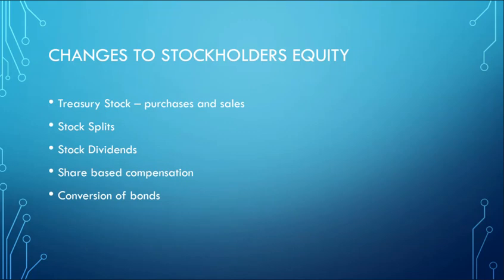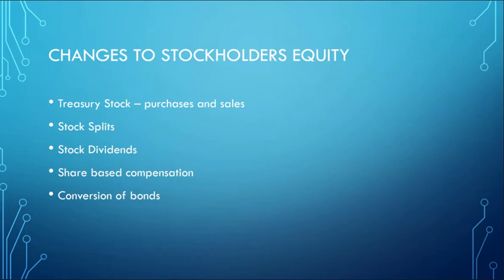If there's a difference between what you sell them for and what you originally paid for them, that is going to go into the additional paid in capital. Either a debit or a credit, depending on whether you sell it for more or less than what you originally paid for it. That's the cost method.